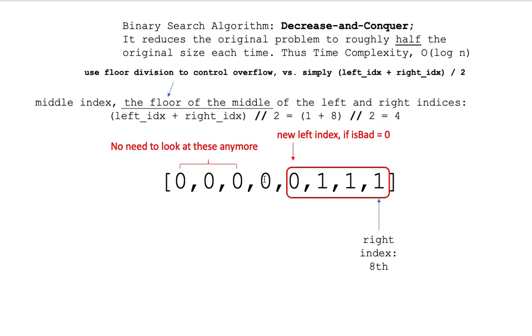So we know all the previous versions are not bad, and we don't need to look at them anymore. And then we can move the left index to the immediate right of the middle element, and then repeat that process. And we cut this remaining part in half again, and so on.